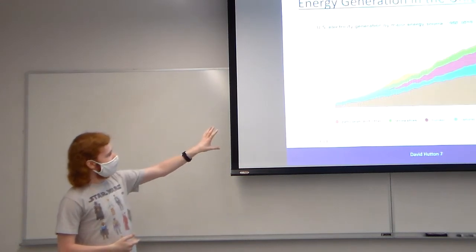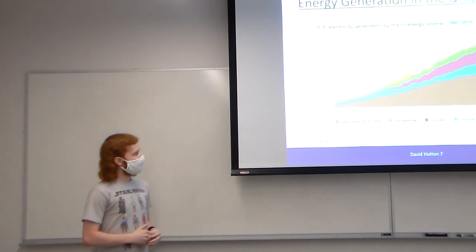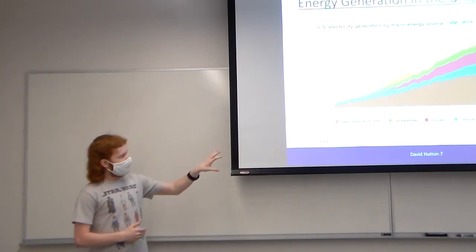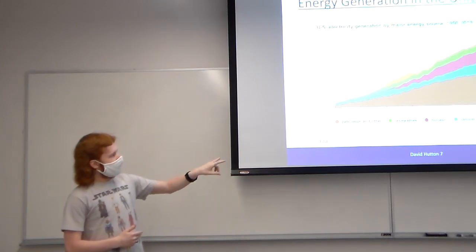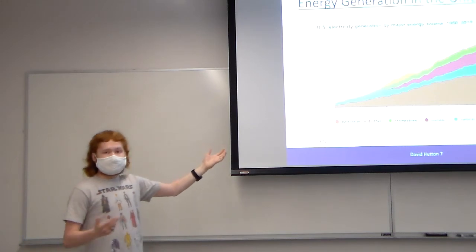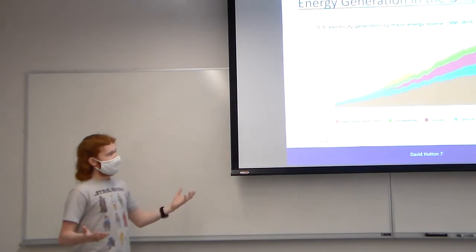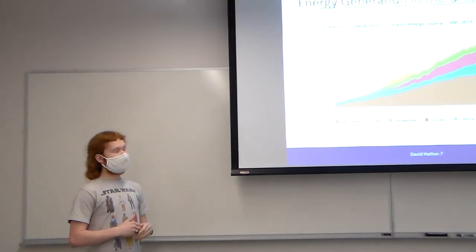This graph right here shows energy usage in the United States over a number of years. As you can see, renewable energy, which is the green, and nuclear energy, which is the red, is on the rise, which has an obvious benefit. However, it does come with some interesting challenges when we go to the grid.